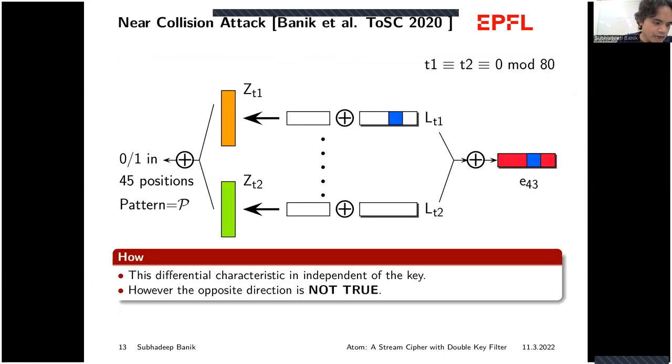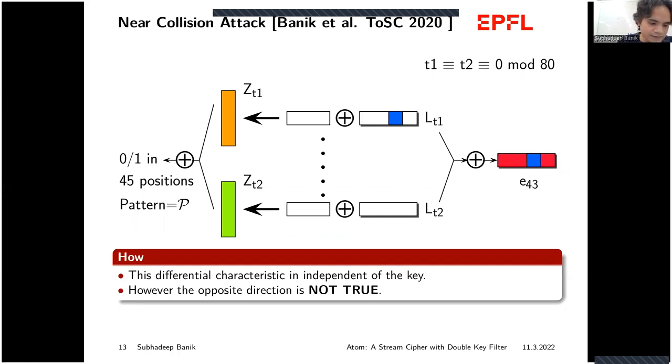Now, in FSE of 2020, a near collision attack was proposed against Plantlet. Okay, so the main idea was as follows. Take two time intervals T1 and T2, both multiples of 80. And the authors observed that if LT1 and LT2 were internal states of Plantlet that differed in only the 43rd LFSR location, then these states produced the keystream vectors ZT1 and ZT2, the difference of which had 0 or 1 in 45 positions with probability 1. So let us call this pattern P.